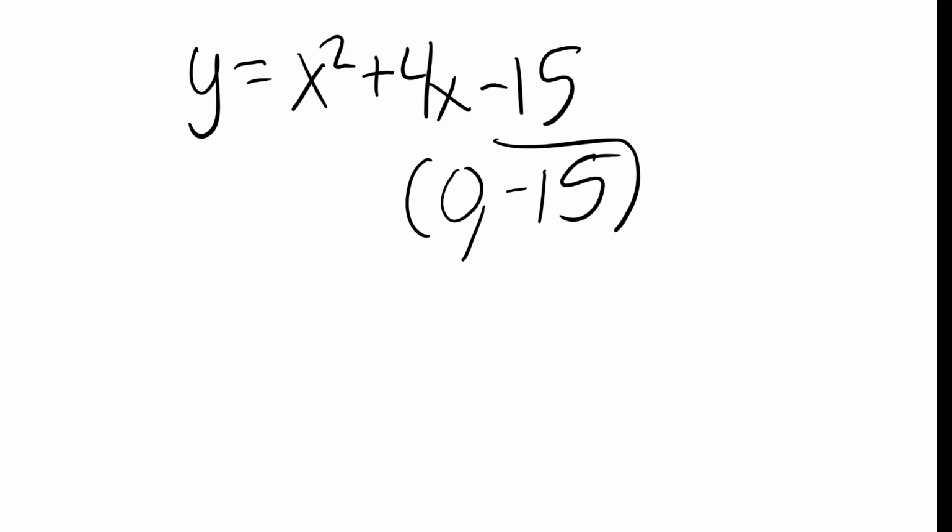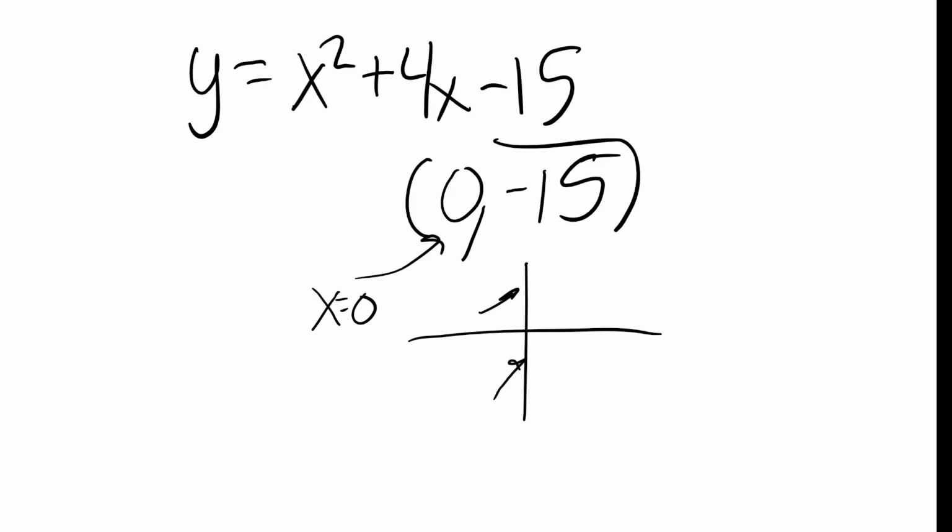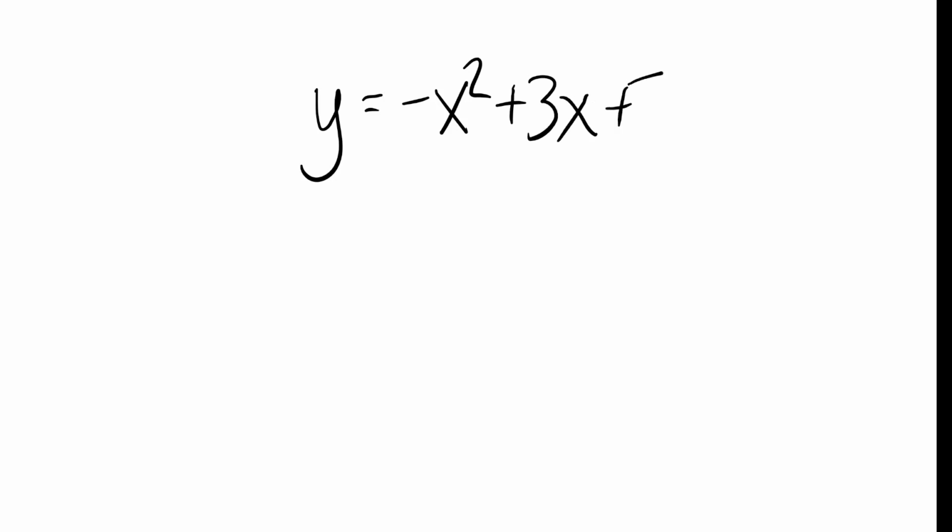The reason we're always going to do 0 for our first term is because the y-intercept is always when x equals 0. Like the y-intercept is where we go through this line right here, and that is always going to be when x equals 0. So in this case, we're at (0, negative 15), something like this picture. So let's try that again. If I have y equals negative x squared plus 3x plus 7, all I'd say is my y-intercept is (0, 7).